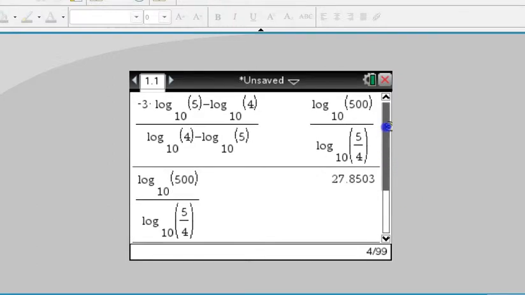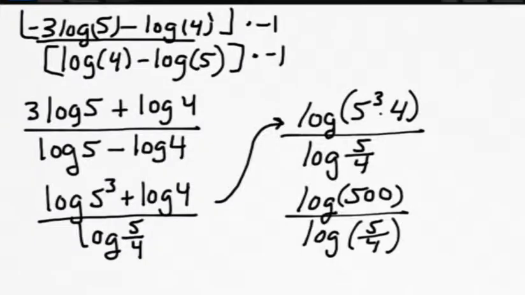Now let's talk about where in the world this came from. I just want to show you this because it's a really good review of our log properties. This is what your calculator did. I didn't write the base 10, just to make it less busy looking, so those are base 10 logs. This is the way I originally typed it in. If you multiply both the numerator and the denominator by -1, which is a perfectly legitimate thing to do, notice that makes both of these positive now, and it switches the order of the subtraction. Instead of log 4 minus log 5, it would be negative log 4 plus log 5, or the same thing as log 5 minus log 4.